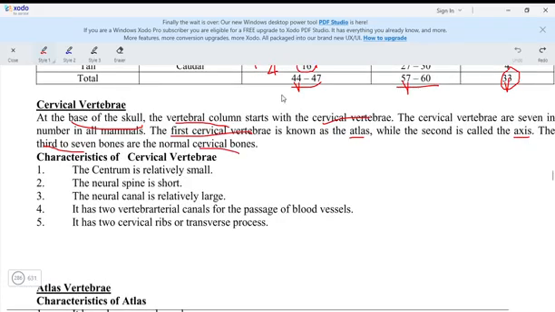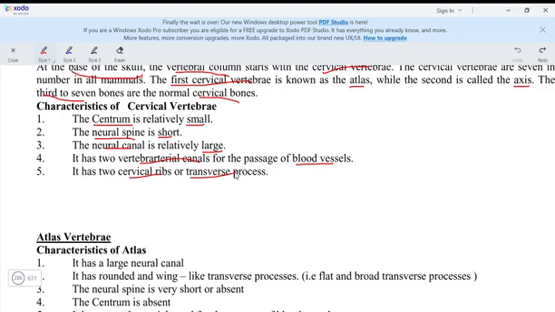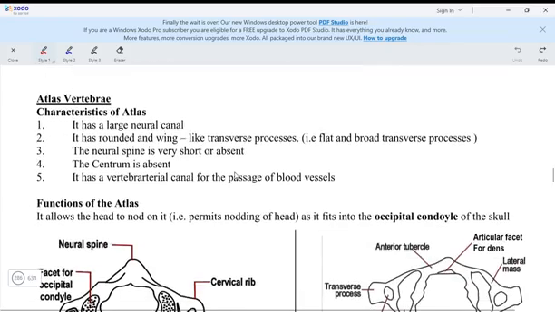Now, what are the characteristics of cervical vertebra? Those ones that are found in the neck region. So they have centrum, and that centrum is relatively small. They have neural spine. The neural spine is short. They have neural canal. That neural canal is large. They have vertebratal canals where blood vessels are passing. Then they have cervical ribs, or you call them transverse process. So they have transverse process, so to make up the cervical vertebra.